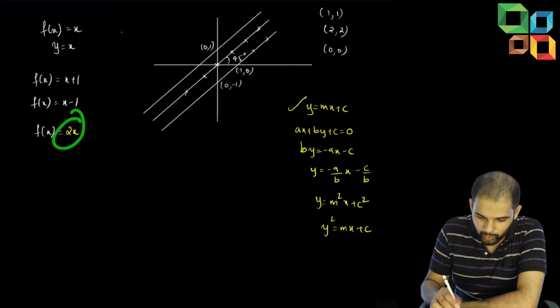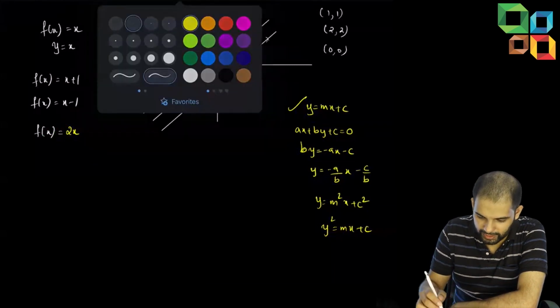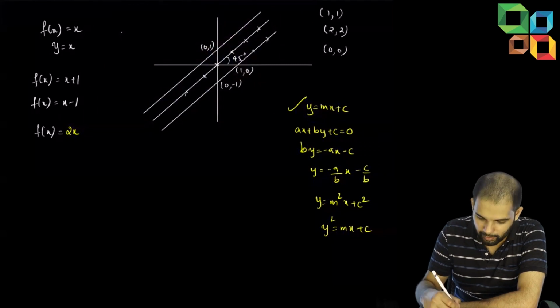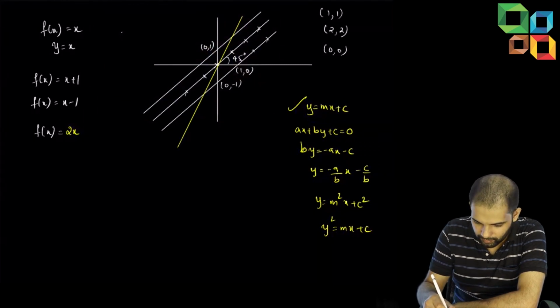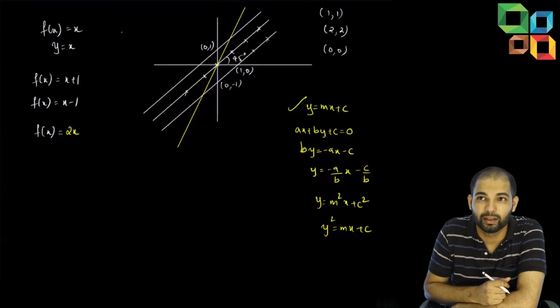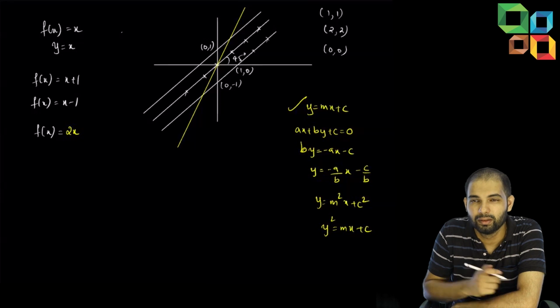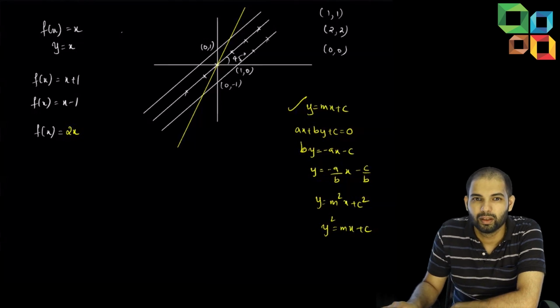So what will happen to 2x? You're saying it will be closer to the y-axis, or the angle made with the x-axis will be greater than 45 degrees, right? Fine. Do we know what the angle is? Any idea? No? Okay.